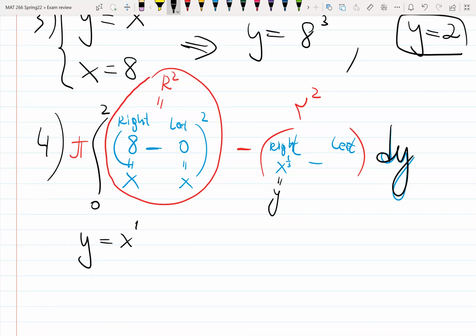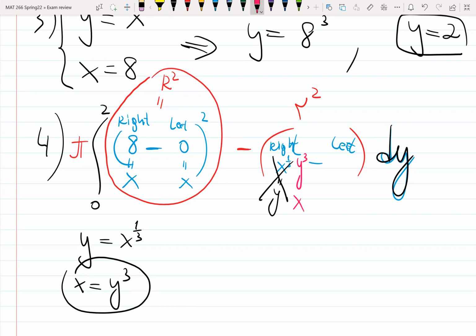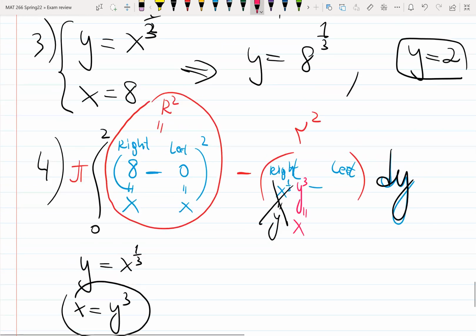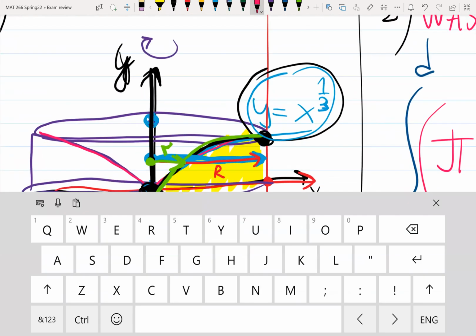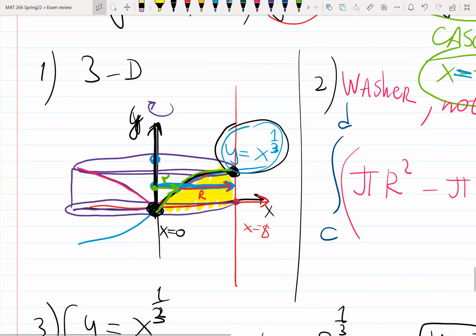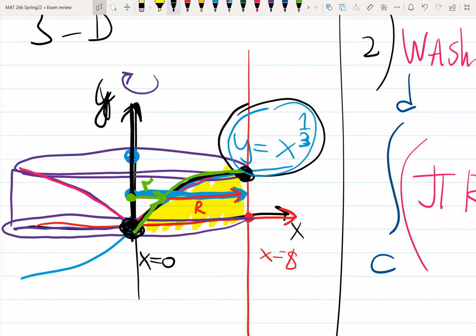Y equals x to the 1/3 should be rewritten as x equals y cubed. So I am fixing this and writing it down as x equals y cubed. What is the function on the left? Luckily, 0 again. Good job. Axis of rotation. So the empty part is this part in white. See, all this part in white is your empty piece. So what is the function on the left? X equals 0.